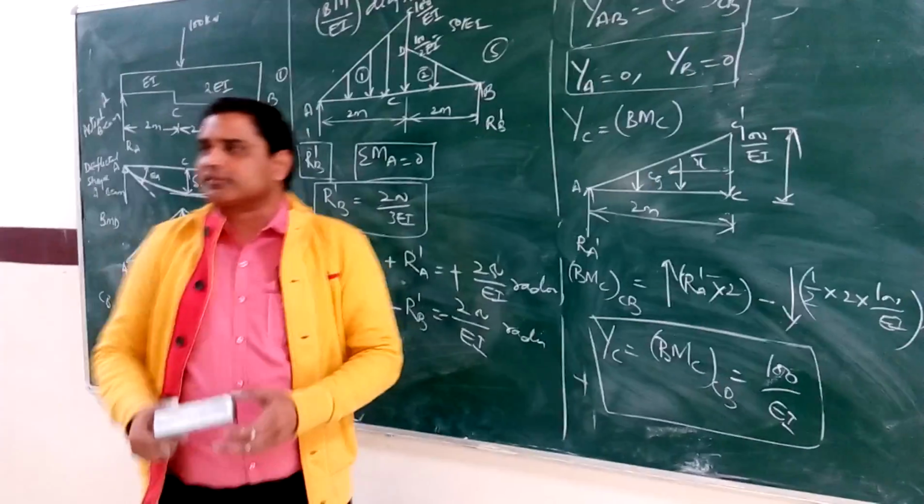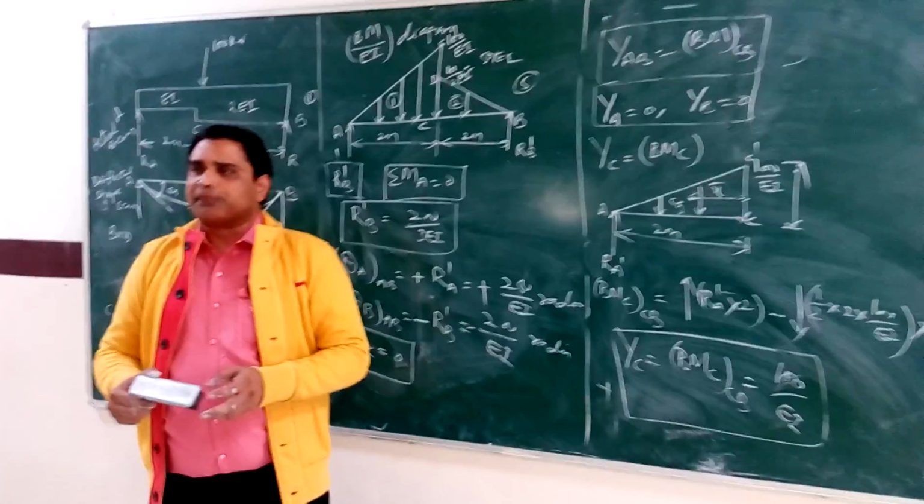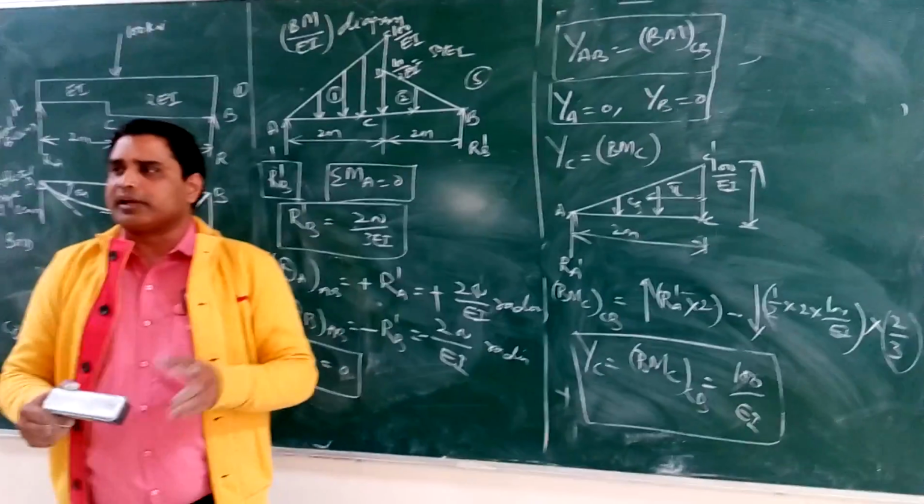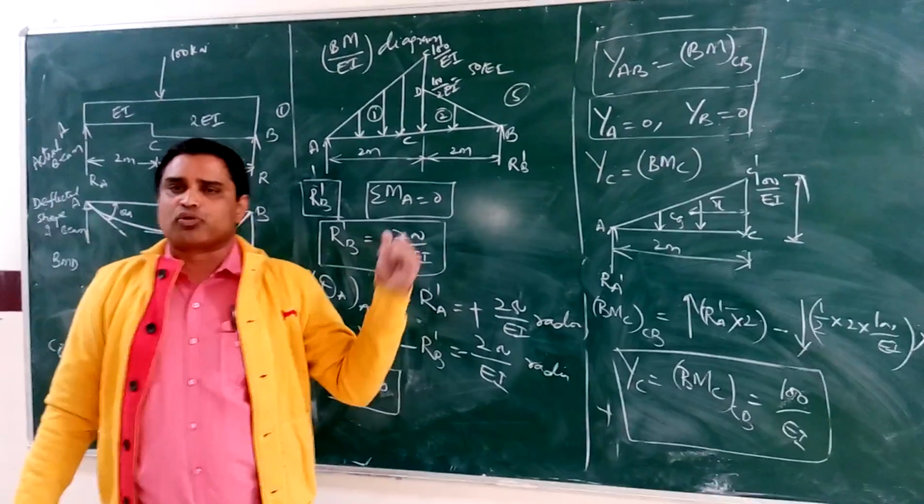See guys, we have calculated the slope at A, B, C and the deflection at the left support, the right support and the center by using the conjugate beam method.